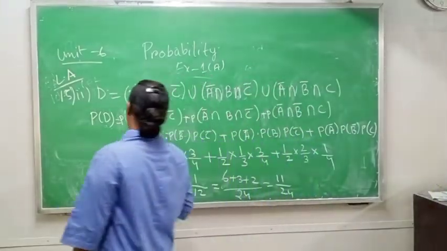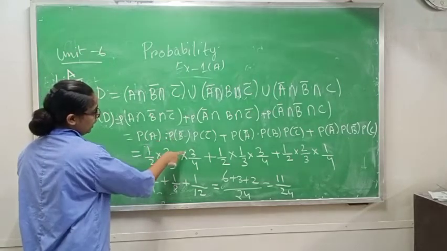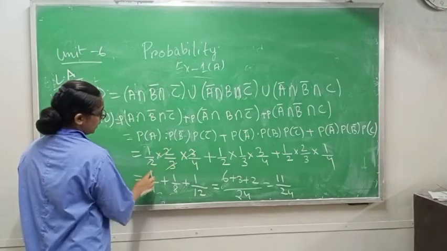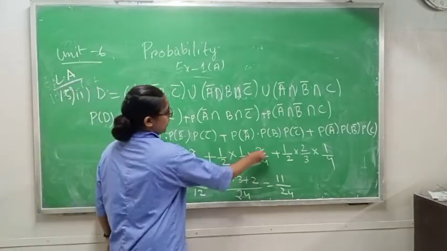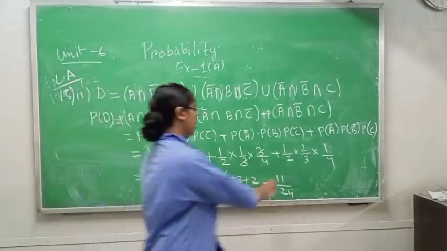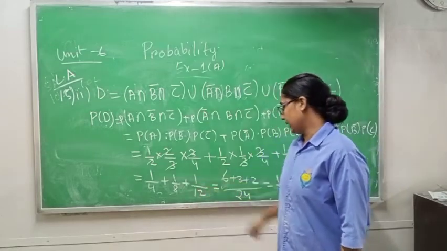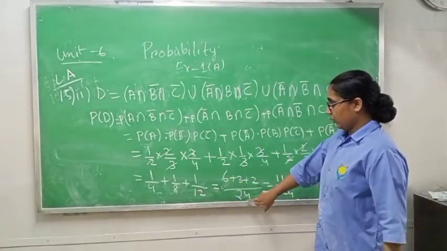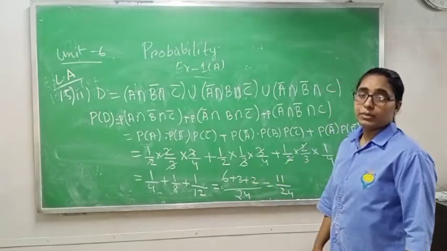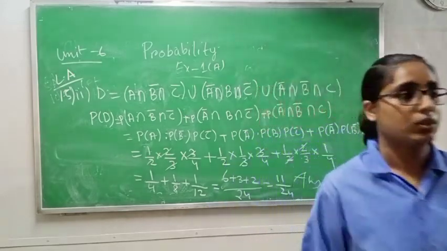Now you have all the values, you copy, just put in PA bar 1 by 2, PB bar 2 by 3, PC bar 3 by 4. 2 cancels, 3 cancels, you are getting 1 by 4. Here 3 cancels, 1 by 2 4s are 8, you are getting 1 by 8. Here only 2 cancels, so 1 by 3 4s are 12, 1 by 12. Then you will take the LCM, you will get 24, and you will get 6 plus 3 plus 2, which is equal to 11 by 24. Okay, this one is your answer. Complete this one.